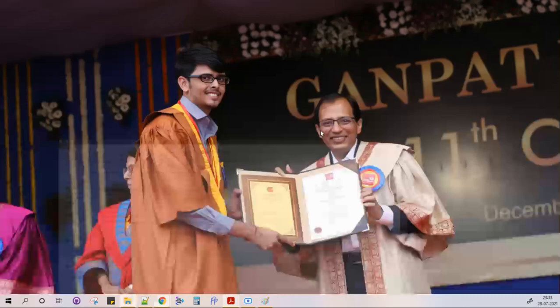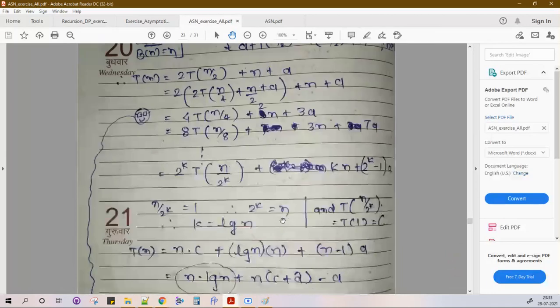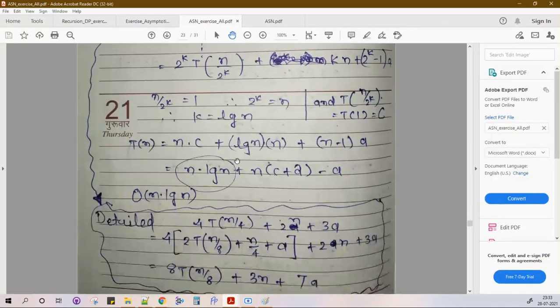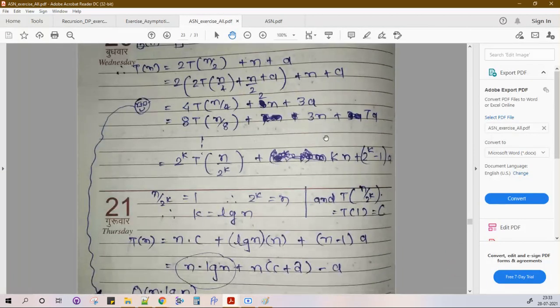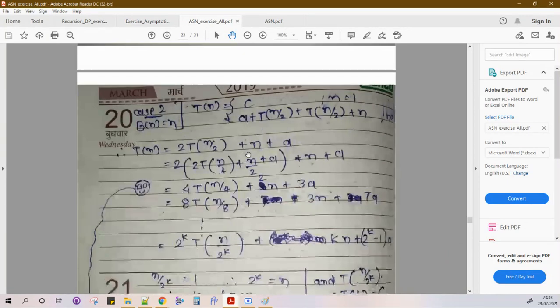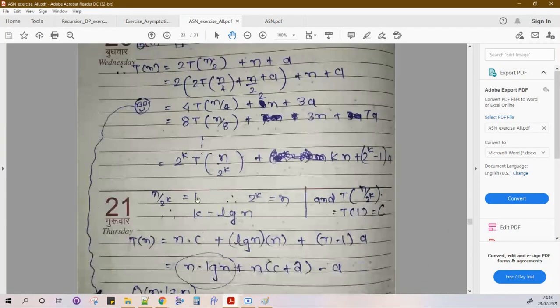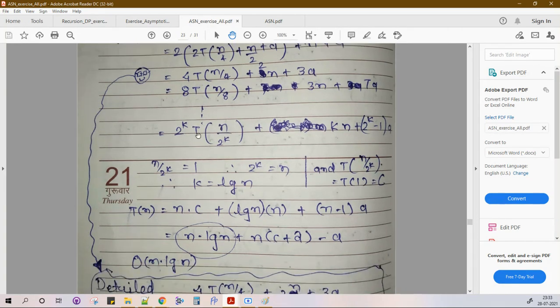Problem is solved, right? Not the award yet. So 2 raised to k, 2 raised to k. Here I have k into n, and here I have (2^k minus 1) into a. When will this loop terminate? When n equals 1. So n by 2^k equals 1, 2^k equals n, or k equals log n. Boring stuff. This step would be almost similar in almost all algorithms. Now this is nothing but order of 1. 2 raised to k is n, so n multiplied by c, plus k, which is log n, is n. 2^k minus 1 is n minus 1, multiplied by a.